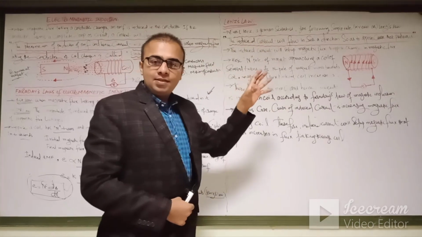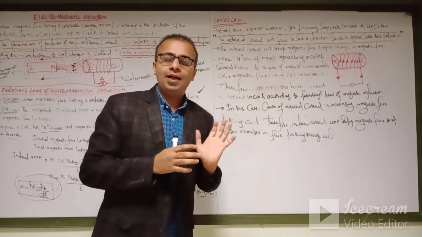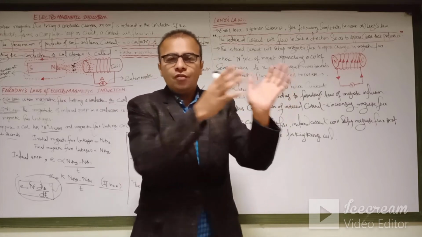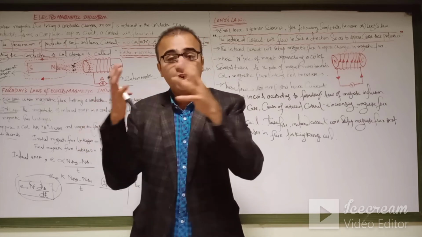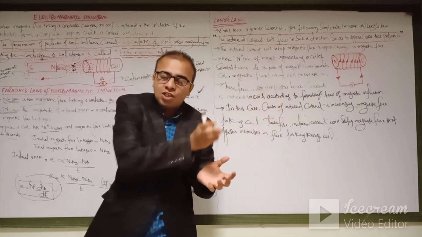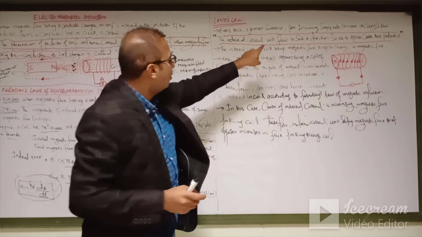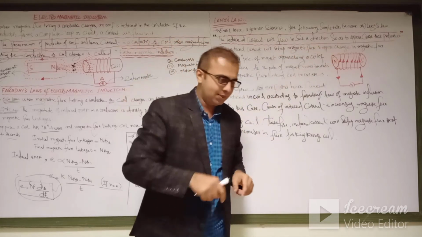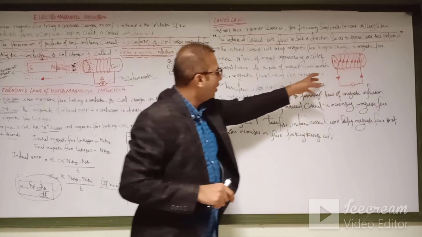Emil Lenz was a German scientist. He gave the law to measure the direction of the induced EMF. Faraday's law gave us the law regarding the production of the EMF, and Lenz gave us the direction of that induced EMF in the conductor. The induced current will flow in such a direction so as to oppose the cause which produces it. For example, take the example of a coil and magnet.